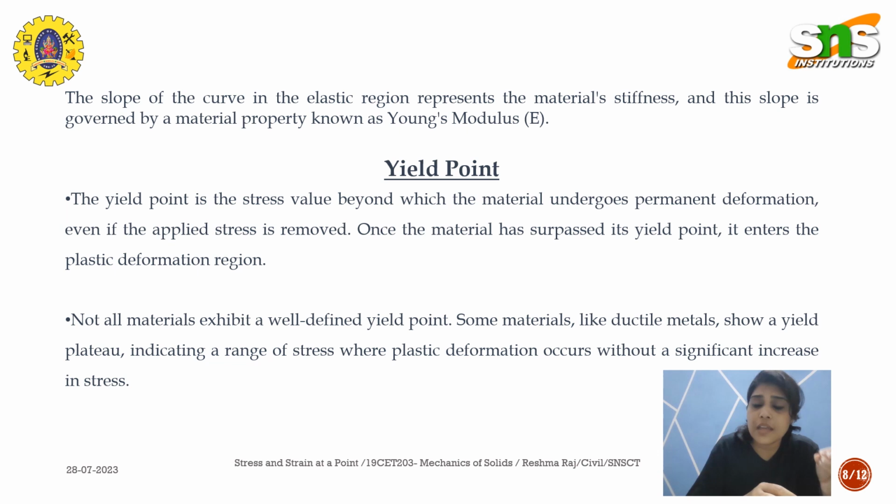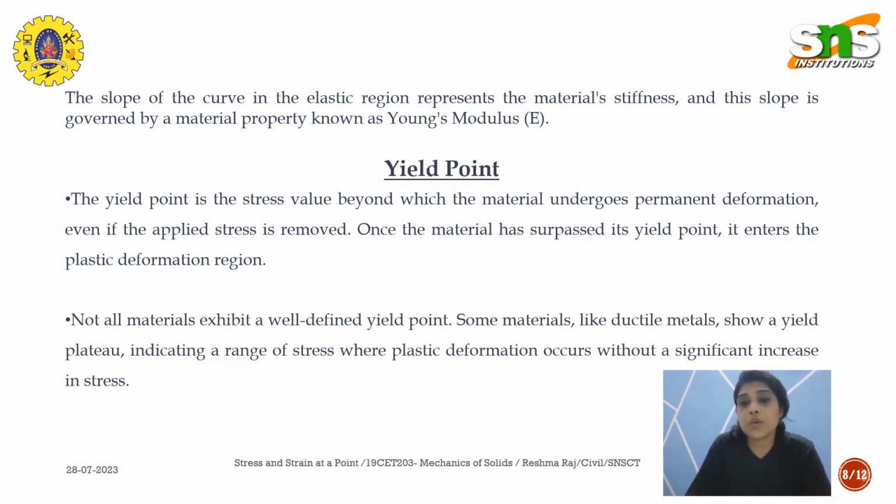The yield point for different materials is entirely different. Some materials, like ductile metals, won't show a clear yield point; instead there is a yield plateau. So plastic deformation is nothing but the material not coming back to its original position, and it gains another shape. That is known as the plastic deformation region.